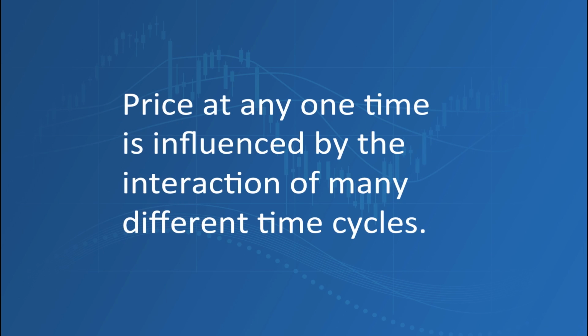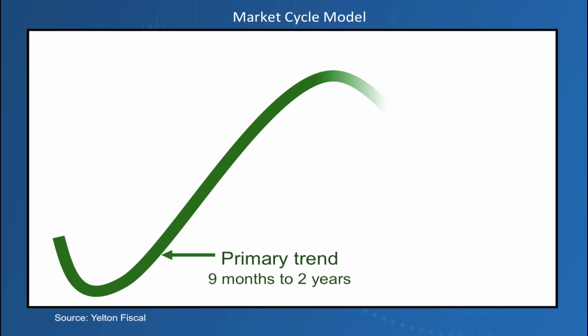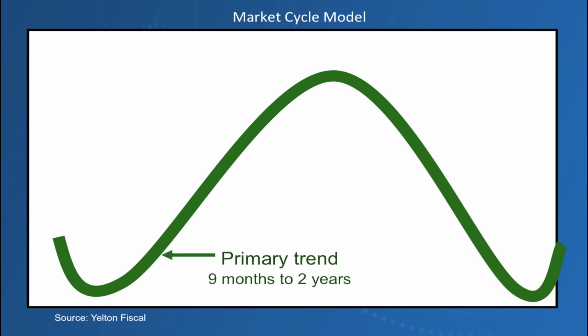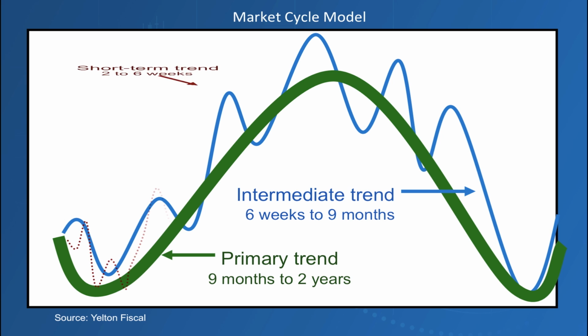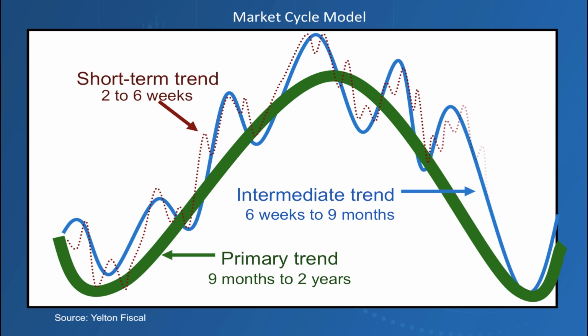The concept behind the Special K, or SPK, comes from the idea that price at any one time is influenced by a number of different time cycles. This diagram represents this point because it features the three main trends. First, the primary trend, lasting between 9 months and 2 years. The intermediate trend, which typically takes between 6 weeks and 9 months to unfold. And finally, the short-term trend, which lasts from 2 to 6 weeks.